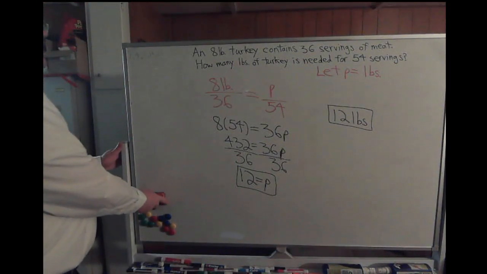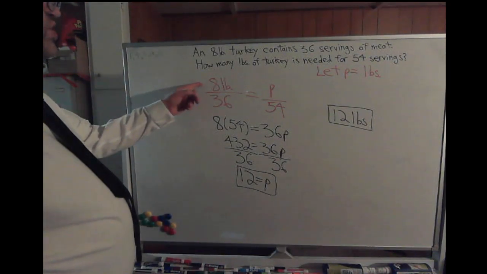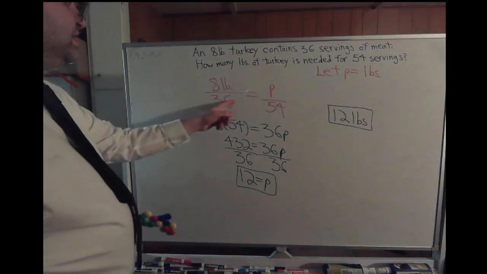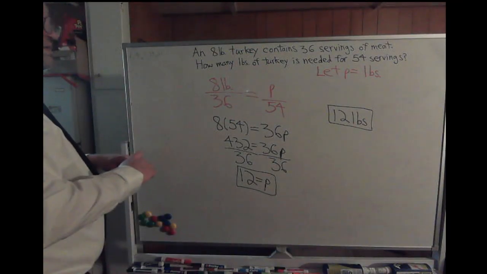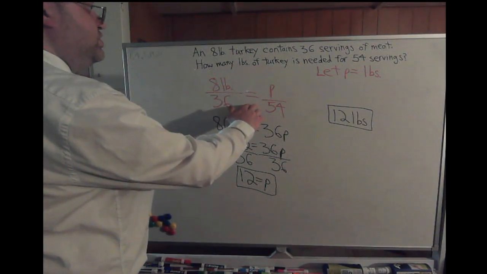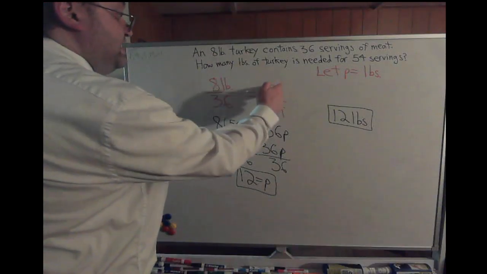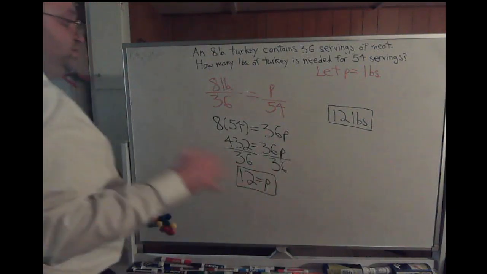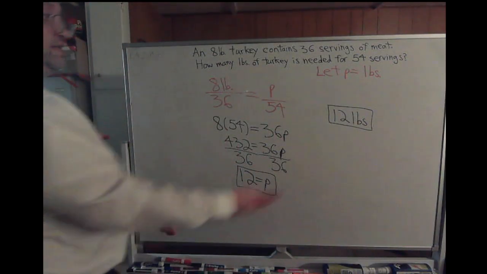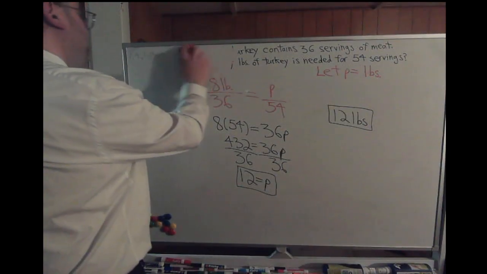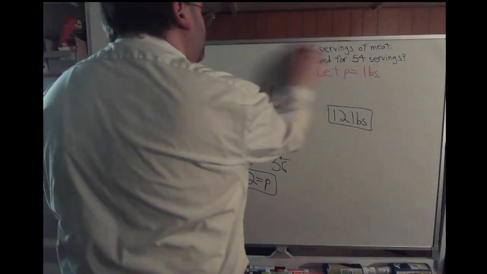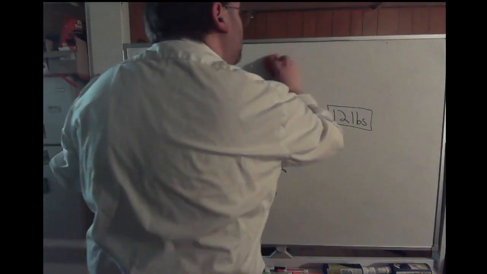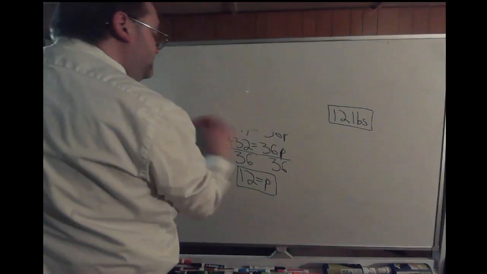So, again, setting up your first ratio, it's 8 pounds to 36 servings. To make this a proportion, it is equal to the missing number of pounds to 54 servings, and then just doing the cross product and you get the result. But I do have one more problem, and then we're done with the lesson.